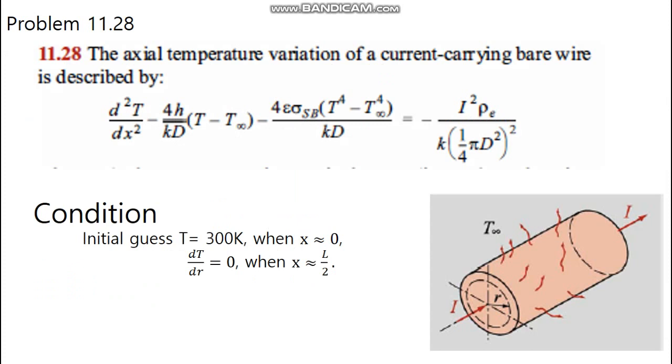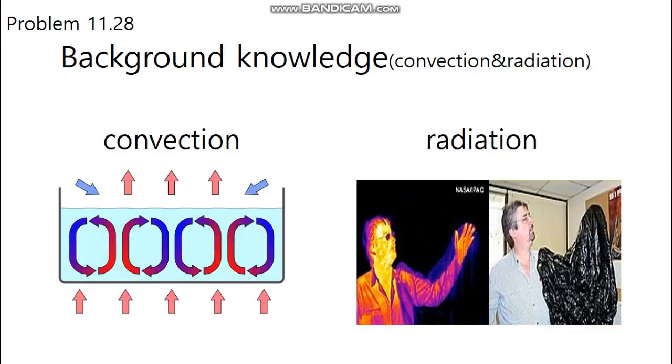Also, problem 11.28. The situation is very similar, but this time the variable is longitudinal and there is convection and radiation. There are three types of heat transfer: conduction, convection, and radiation. This time, at the surface of the wire, the heat leaks to the atmosphere with convection and radiation only.